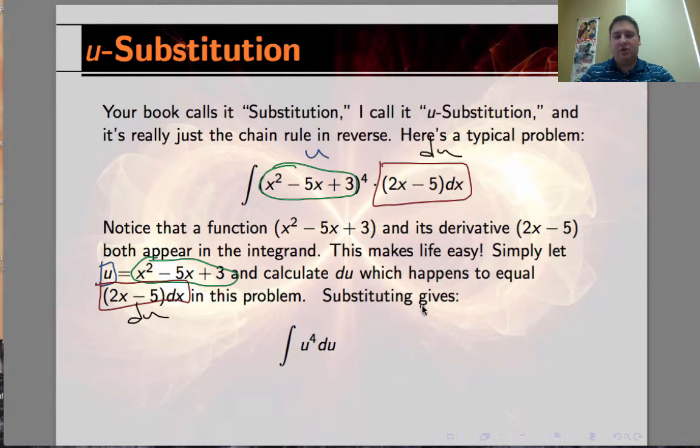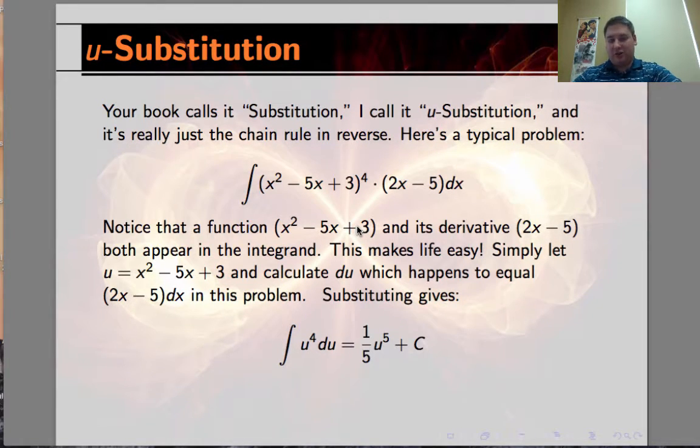So this becomes du. So when I substitute everything in, I hope you're seeing this okay, the integral sign is going to stay there, and then instead of having x squared minus 5x plus 3 raised to the fourth power, I'm just going to have u raised to the fourth power. And then instead of multiplying by 2x minus 5 dx, that is just equal to du. So I'm going to have u to the fourth times du. Technically this is times, but we don't need to put the times sign there. So when I substitute these values in, I get the integral of u to the fourth du. Okay, I hope that makes sense.